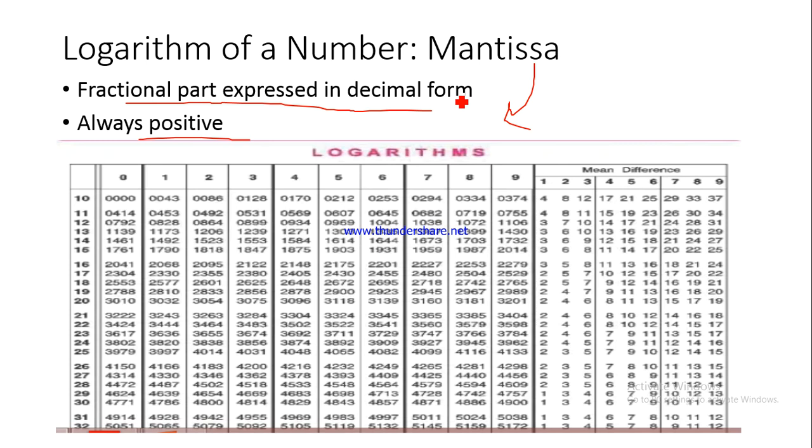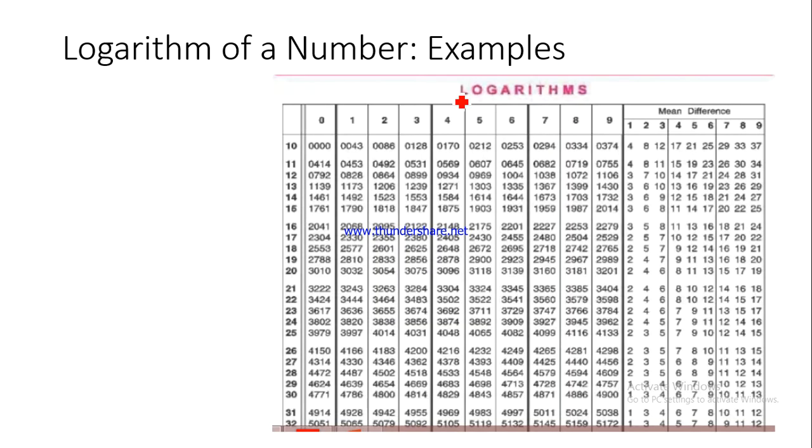So we'll take up an example, right? So once you have found out the characteristic, we understood how to do that in the last slide, and once you find the mantissa, then you club them up, and this is how you'll get the logarithm of a number. We'll take up examples to make you understand things better. Now this is the logarithm table. Now let us say we have to find out the log of 2,78,600. Now basically we want to convert it into its logarithm form.